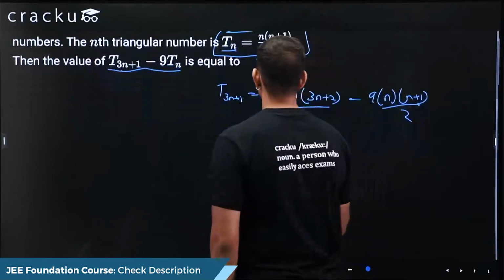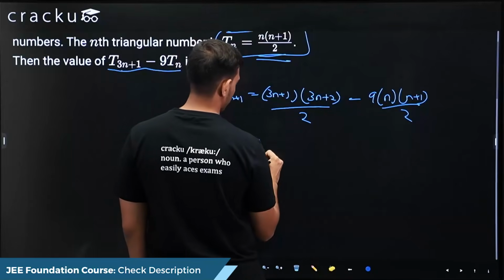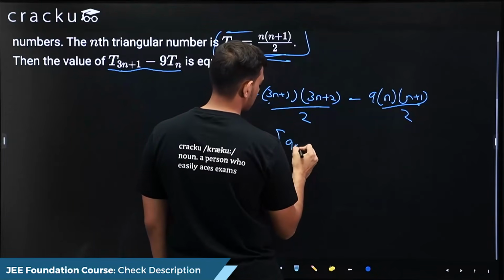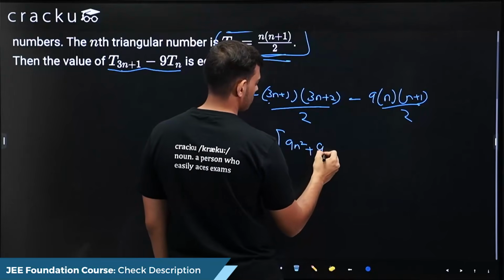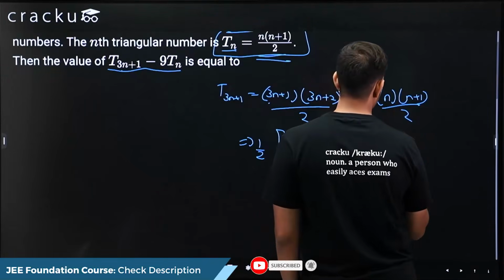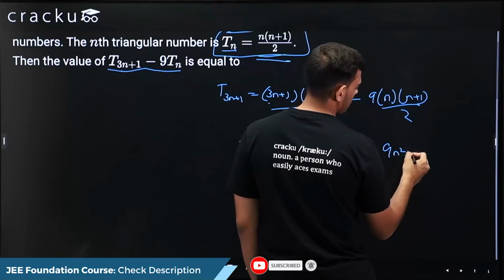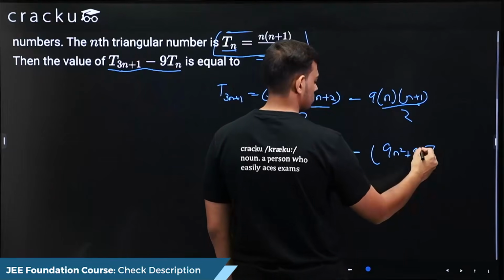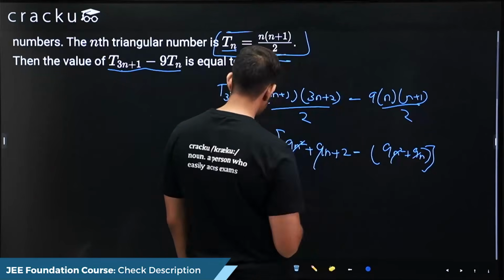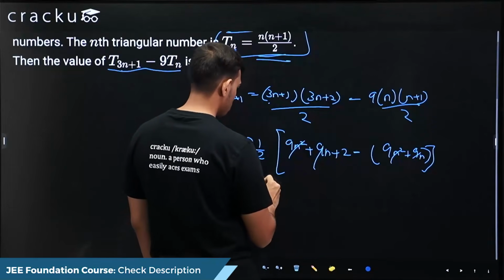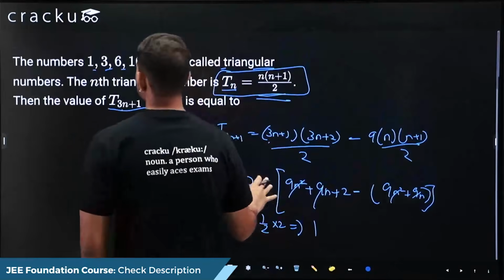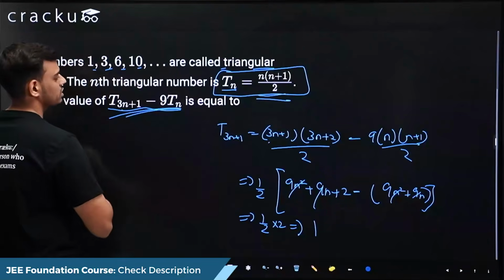I will take 1 by 2 out and let us open this. This will be 9n squared plus 9n plus 2 minus 9n squared plus 9n. So 9n squared and 9n will get cancelled out. This will be 1 by 2 multiplied by 2, which is nothing but 1. The value of this expression will be 1.